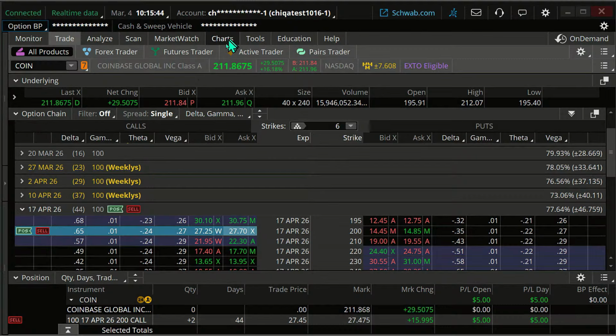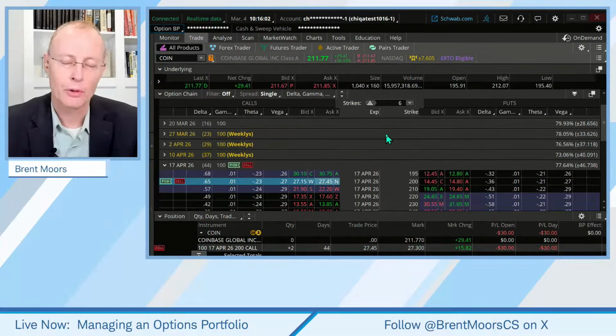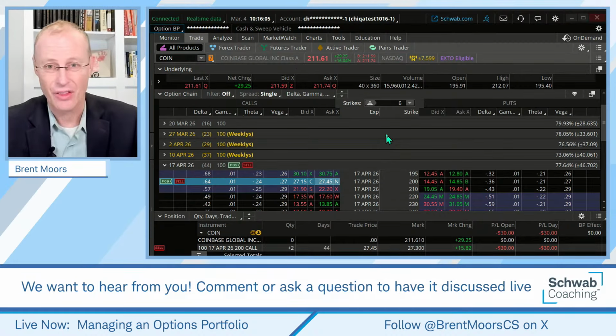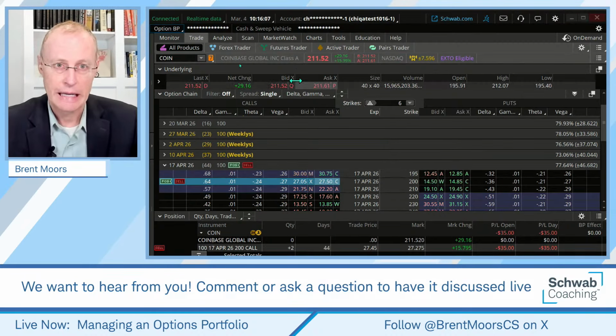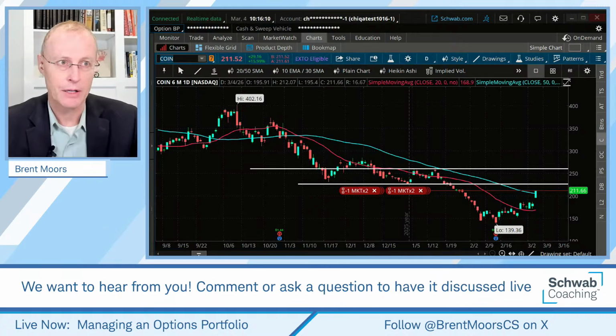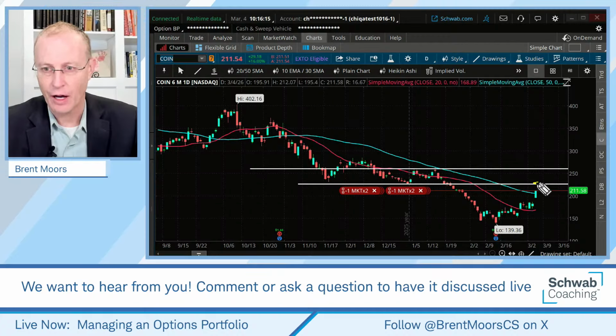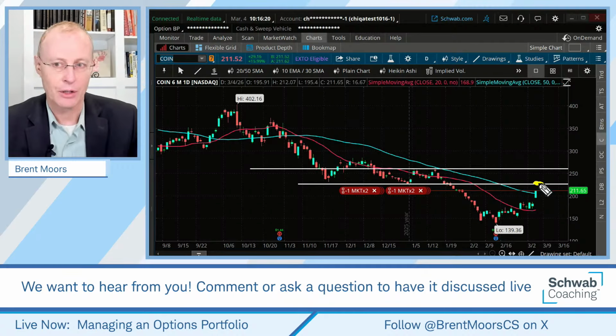So we now have a Coinbase position, a bullish Coinbase position. So let's do one example here of using the option price instead of the stock price. Now, a question in the chat: what are the pros and cons of doing it based on the option price versus the stock price? In this example with Coinbase, we said we're going to get out if the option goes here. The answer, if the stock goes here.